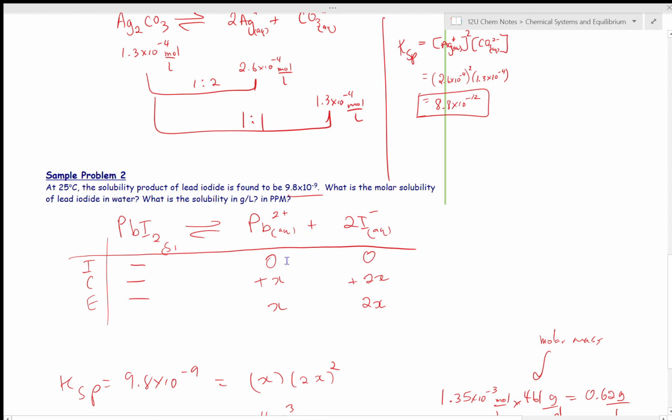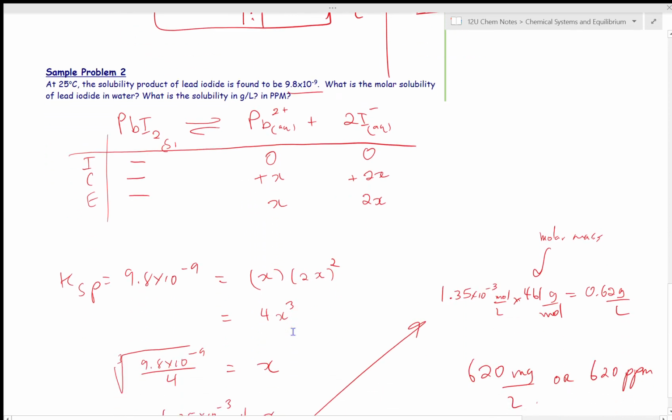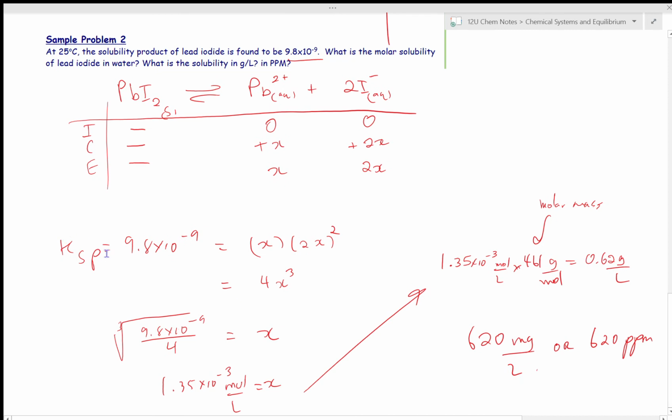So this one is going to increase by a factor of X. That's why we have a plus X here. This one's going to increase by a factor of 2X. And then, of course, 0 plus the 2X produces a 2X value at equilibrium here. 0 plus X produces an X value here. And so when I actually start to substitute things in, I know that my KSP value is 9.8 times 10 to the minus 9. That was given in the question.